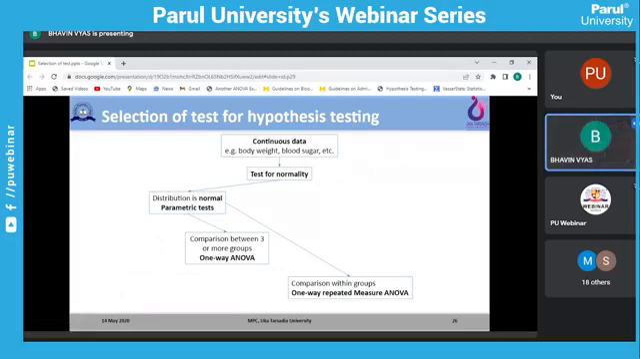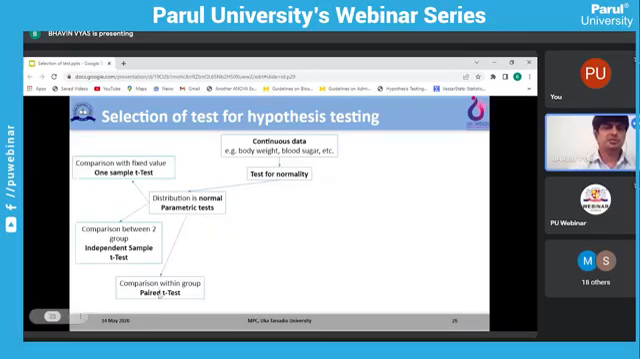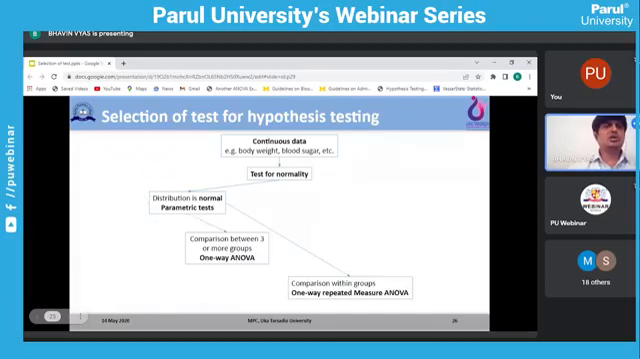But like the previous one, where within the group you might also have repeated measures. I have given a drug. Before administering the drug, I measured a parameter. After 3 months, I'll measure the parameter, and in the same person, I'll measure it after 6 months. So here I have three levels. I cannot select the previous test, that is the paired t test. For that, I should select something called one-way repeated measures ANOVA. ANOVA is analysis of variance.